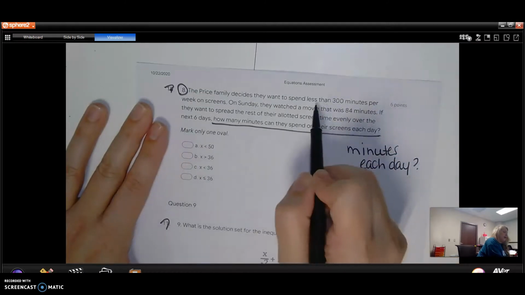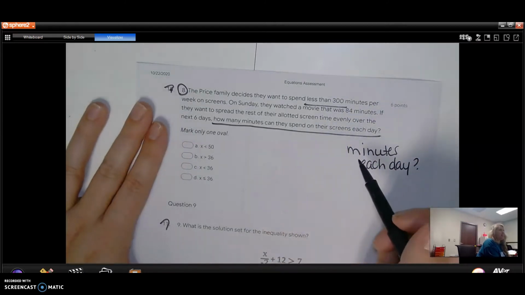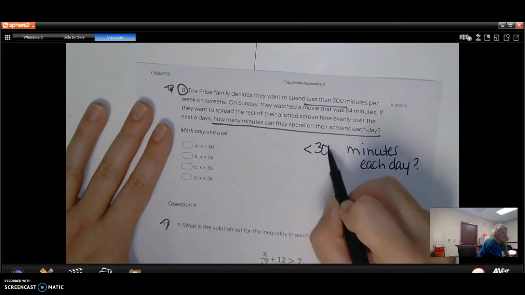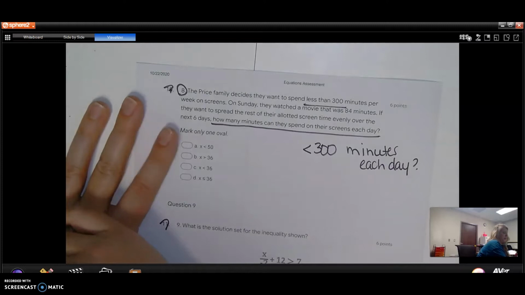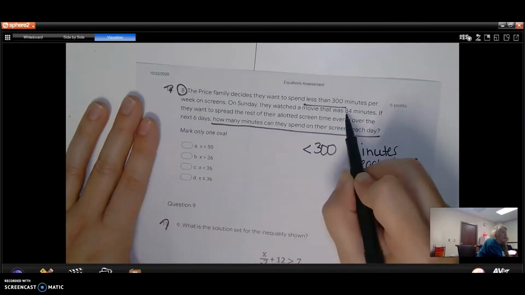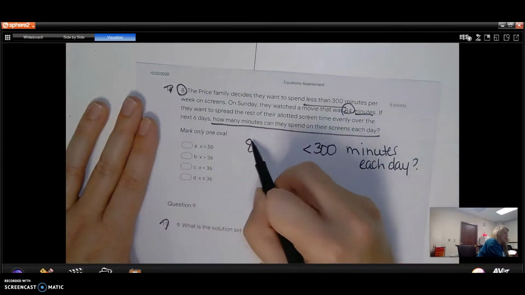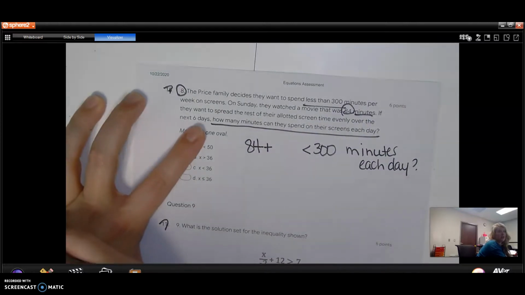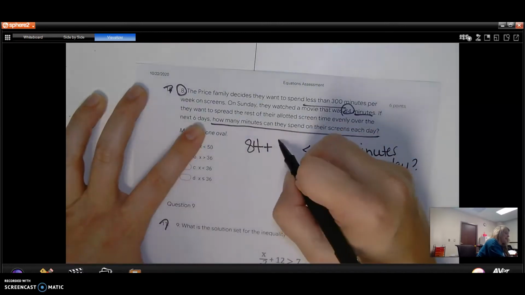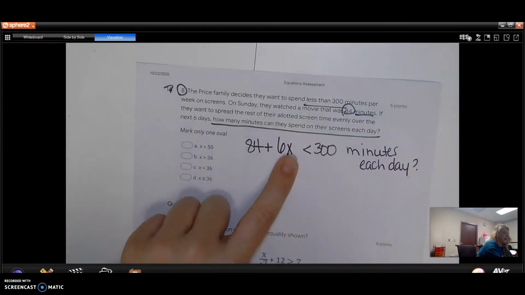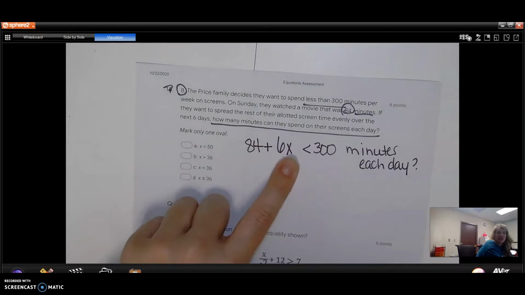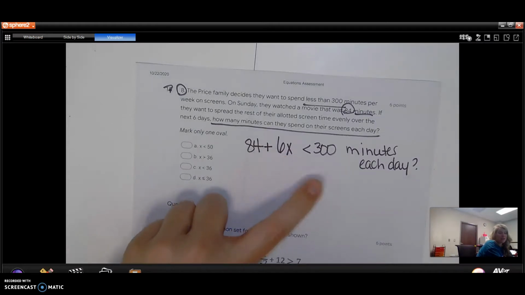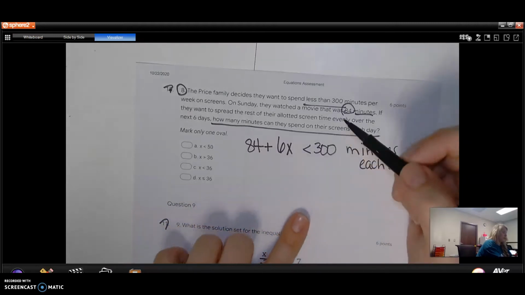I know that we're going to spend less than 300 minutes. Less than 300. I also know that one movie they watched was 84 minutes. So we already have that. That's a constant. That's an initial value. Plus, over the next 6 days, I need to figure out what this x is right here. That represents the minutes each day. I could have also written 6x plus 84 is less than 300. Either of those would have worked.